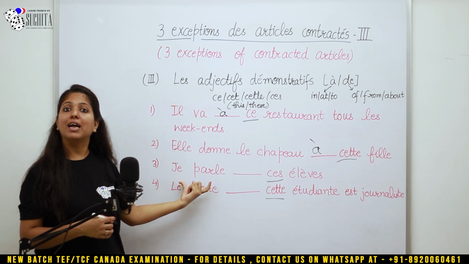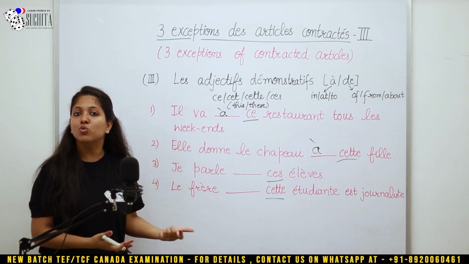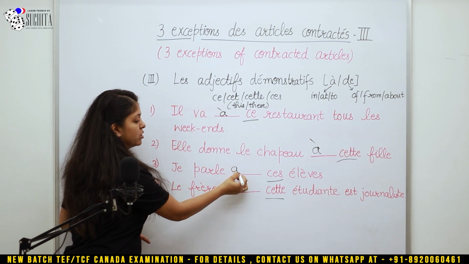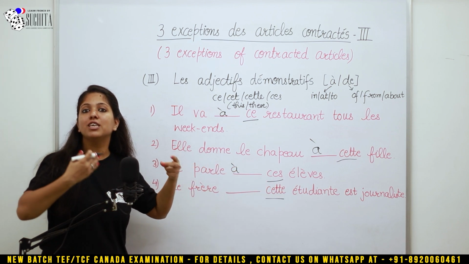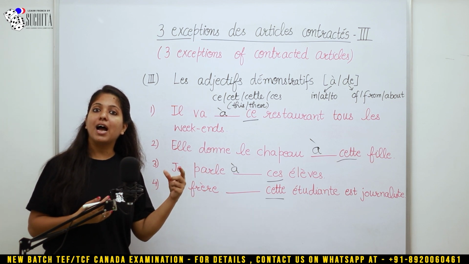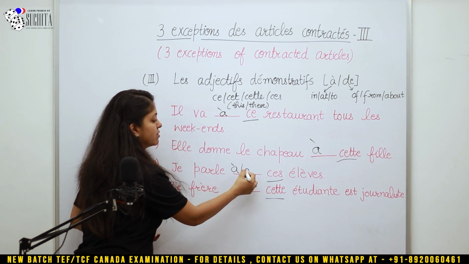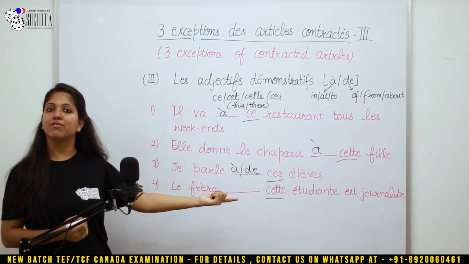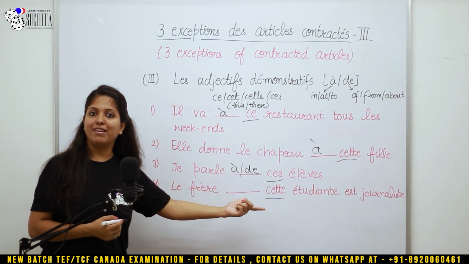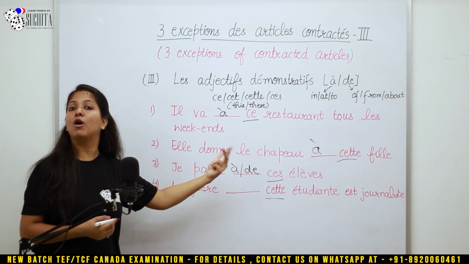Je parle, I talk or I speak. Ces élèves, these pupils or these students. So I speak to these pupils. So again, it is these. You will never say to the these. No, to these. Now, by the way, you can also say I speak or I talk about these pupils. So even de is fine. So both are fine. Je parle à ces élèves ou je parle de ces élèves. Both are okay, but the meaning is different. I speak to these pupils or I speak about these pupils.